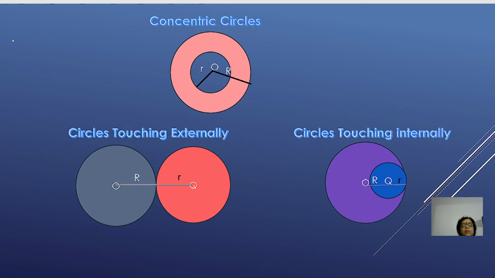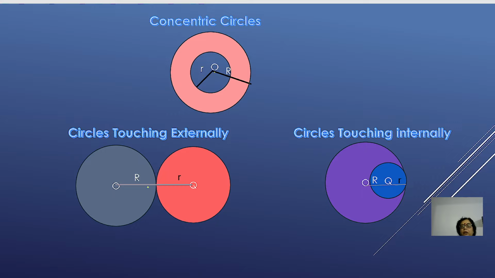But before we do that, some more definitions, like concentric circles. Concentric circles are those circles which have the same center but different radii. As you can see, we have two circles here. One has the radius capital R and the inner one has the small radius r. These circles are called concentric circles. You can have any number of concentric circles, depending on the question.